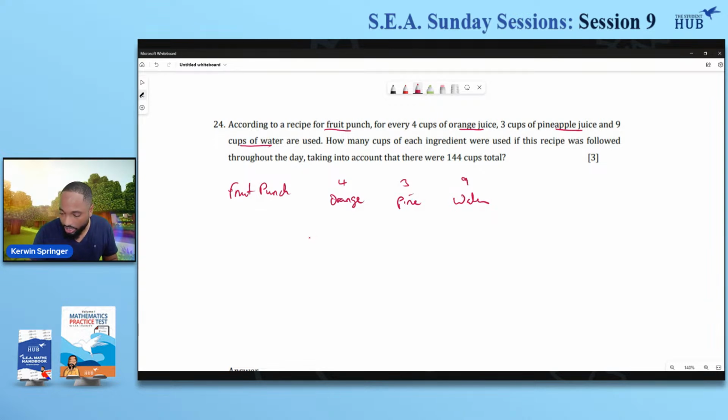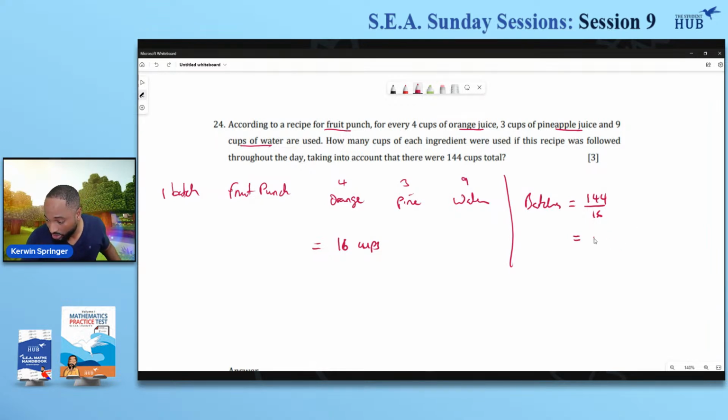So this is one batch of fruit punch, right? To make one batch, how many cups? 4, 3, and 9 is 16 cups. And if we use 144 cups total, how many batches? The number of batches would be 144 divided by 16. How much is it, class? 9. So 9 batches. 9 sets of fruit punch batches.